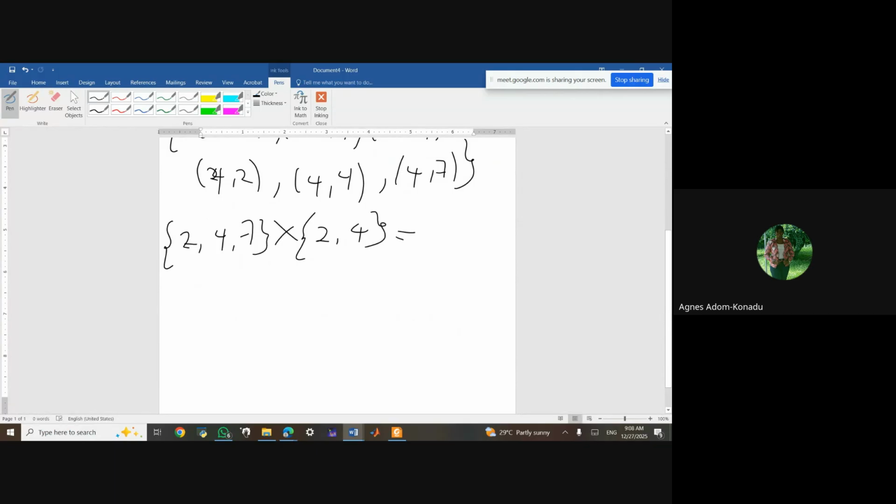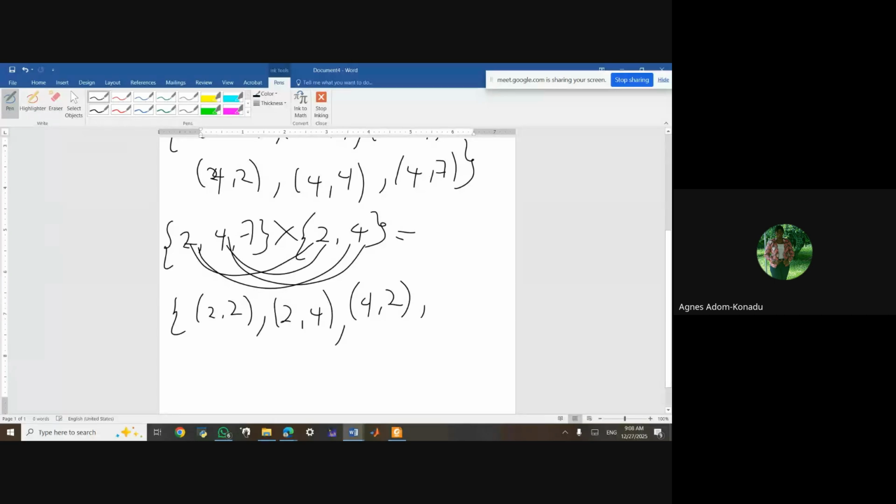This will give me, so I'll pick 2 to 2, so 2, 2. Then 2 to 4, so 2, 4. Then I'll pick 4 to 2, so I have 4, 2, then 4 to 4, so I have 4, 4. Then I'll pick 7 to 2, so I have 7, 2, then 7, 4. Are you okay? Note that the first term is always coming from the first set.